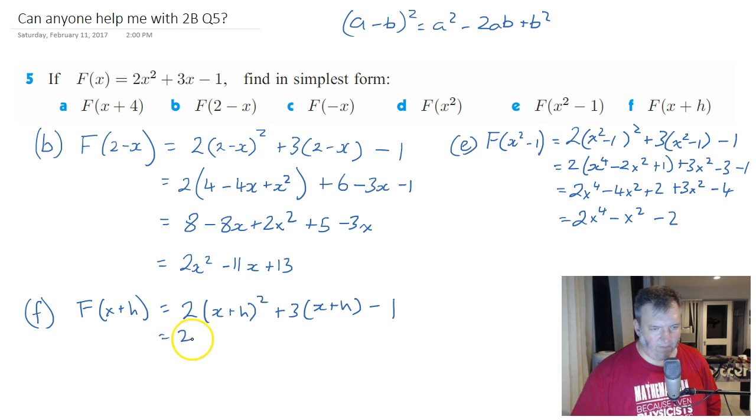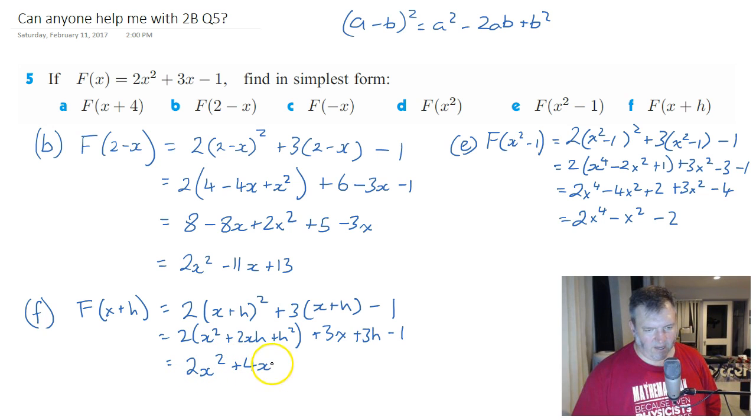Squaring that term, I am going to get x squared plus 2xh plus h squared. Here I've got plus 3x plus 3h minus 1. Results in 2x squared plus 4xh plus 2h squared plus 3x plus 3h minus 1. And that's really all you can do.